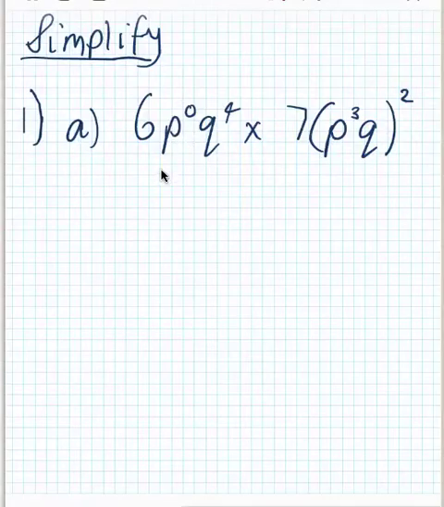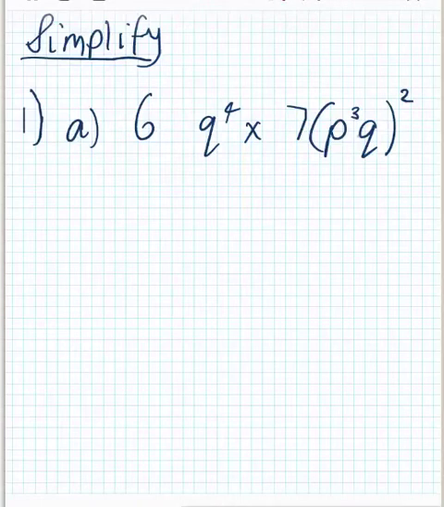So with this one, the first thing I notice is that p is to the power of 0, and we know anything to the power of 0 is just the number 1. Okay, so that p is basically gone. And 6 times 1 is just 6. So if you wanted to, imagine it wasn't even there. Okay, so that p is gone.